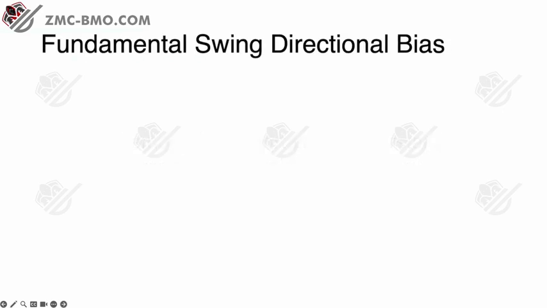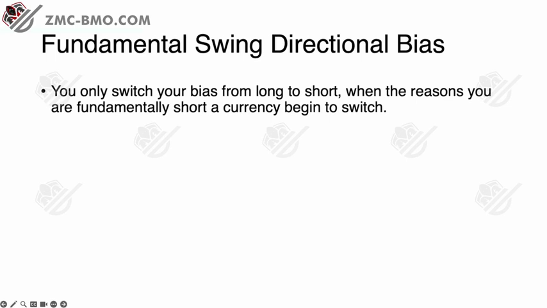Now, fundamental swing directional bias. You only switch your bias from long to short when the reasons you are fundamentally short a currency begin to switch. So if we're fundamentally short, let's say Australian dollars, these are the reasons I'm short, so let's write them down on your phone or however you want to present it. Of course, everyone's slightly different in the way they like to take on information. Write down the reasons you're bearish the Australian dollar.